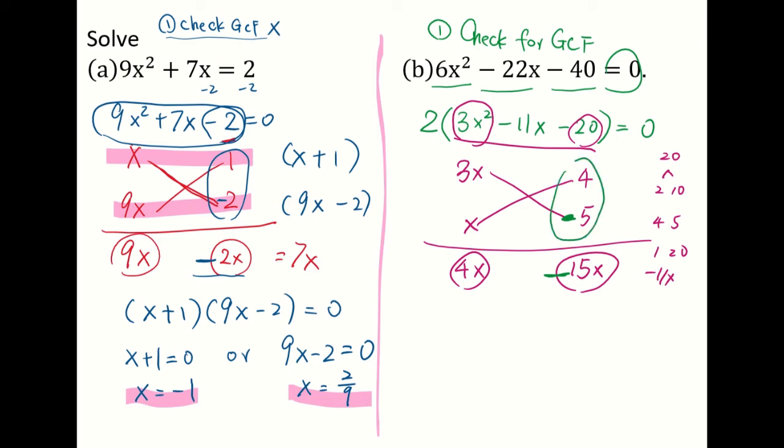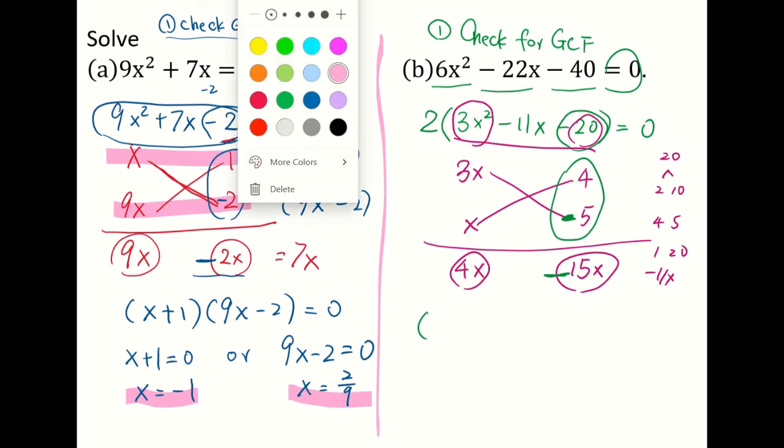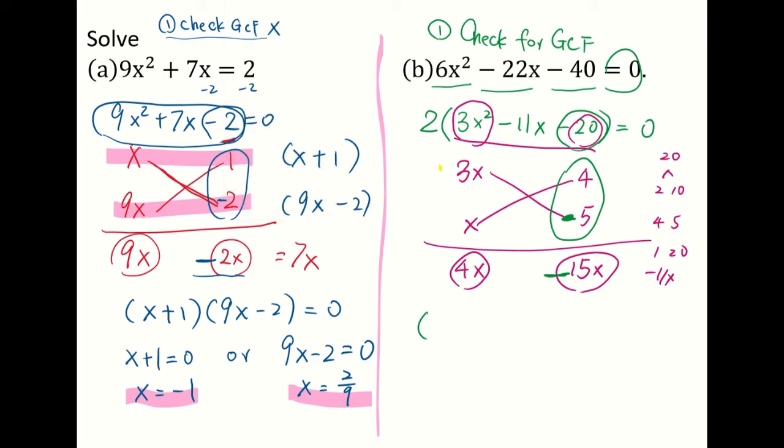Last step, check over here. 4 times negative 5 is negative 20. That's the right combination. Okay, the two factors I have, the first factor coming from the first row, which is this row over here, which is 3x plus 4. That's the first factor. The second factor coming from the second row, which is x minus 5. So second factor, x minus 5.